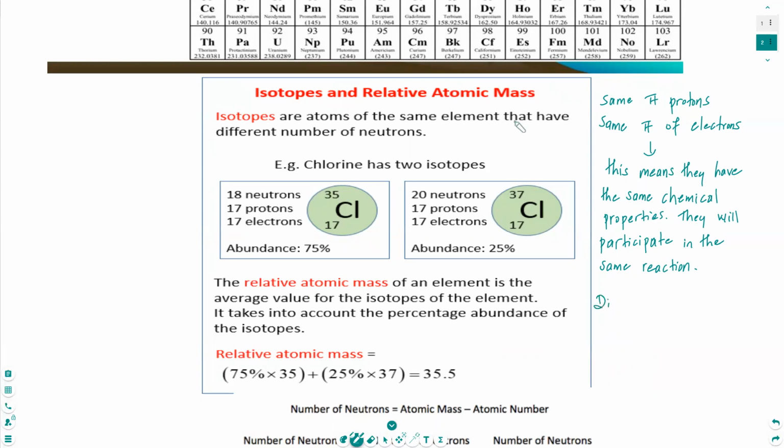Now, the difference between the isotopes will be in the physical properties. So it's not in how they behave in the chemical reactions, it's in their physical properties, right? So because one is heavier than the other, the isotopes do have different physical properties. And when I say physical properties, I mean, for example, they will have different densities, different melting points, different boiling points, all right? These are just some examples of physical properties because they have different masses, but as it concerns them reacting in a reaction, they will react the same way.